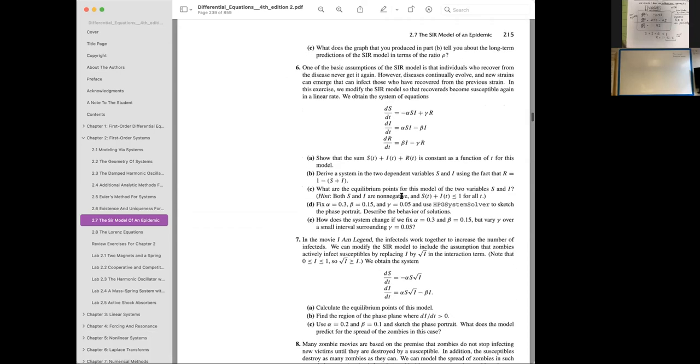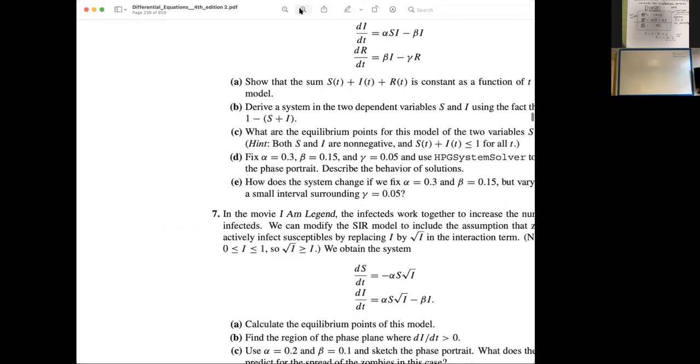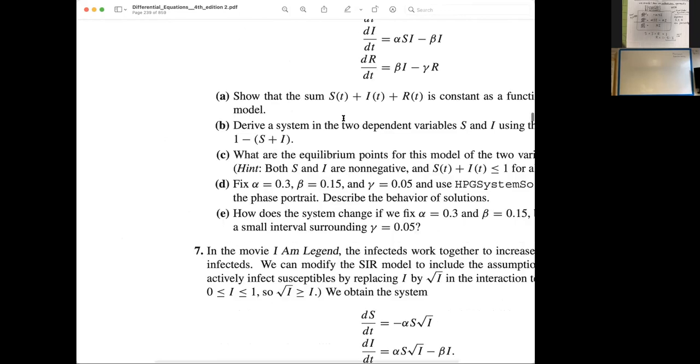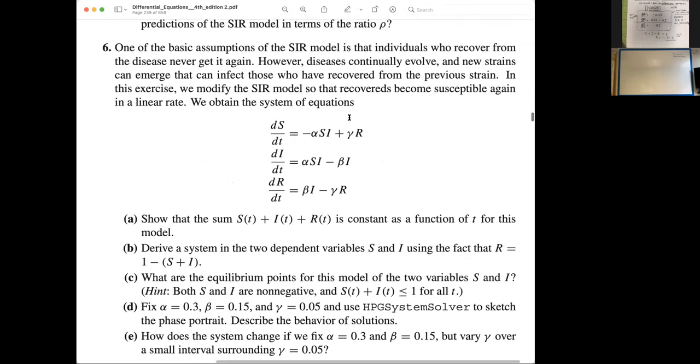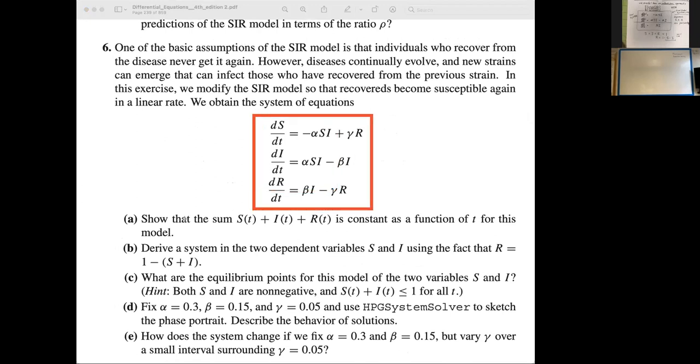Problem 6. Have you read this in the news recently? Let me expand this for you, make it easier to read. Sorry, that's too much expanding. Have you ever considered this? One of the basic assumptions of this model is that individuals who recover never get it again. However, diseases continuously evolve. Oh, what happens if some of the recovered people go back to being infected? Well, what do we have to do then? We have to modify the model. But notice that you could still use S plus I plus R equals 1.